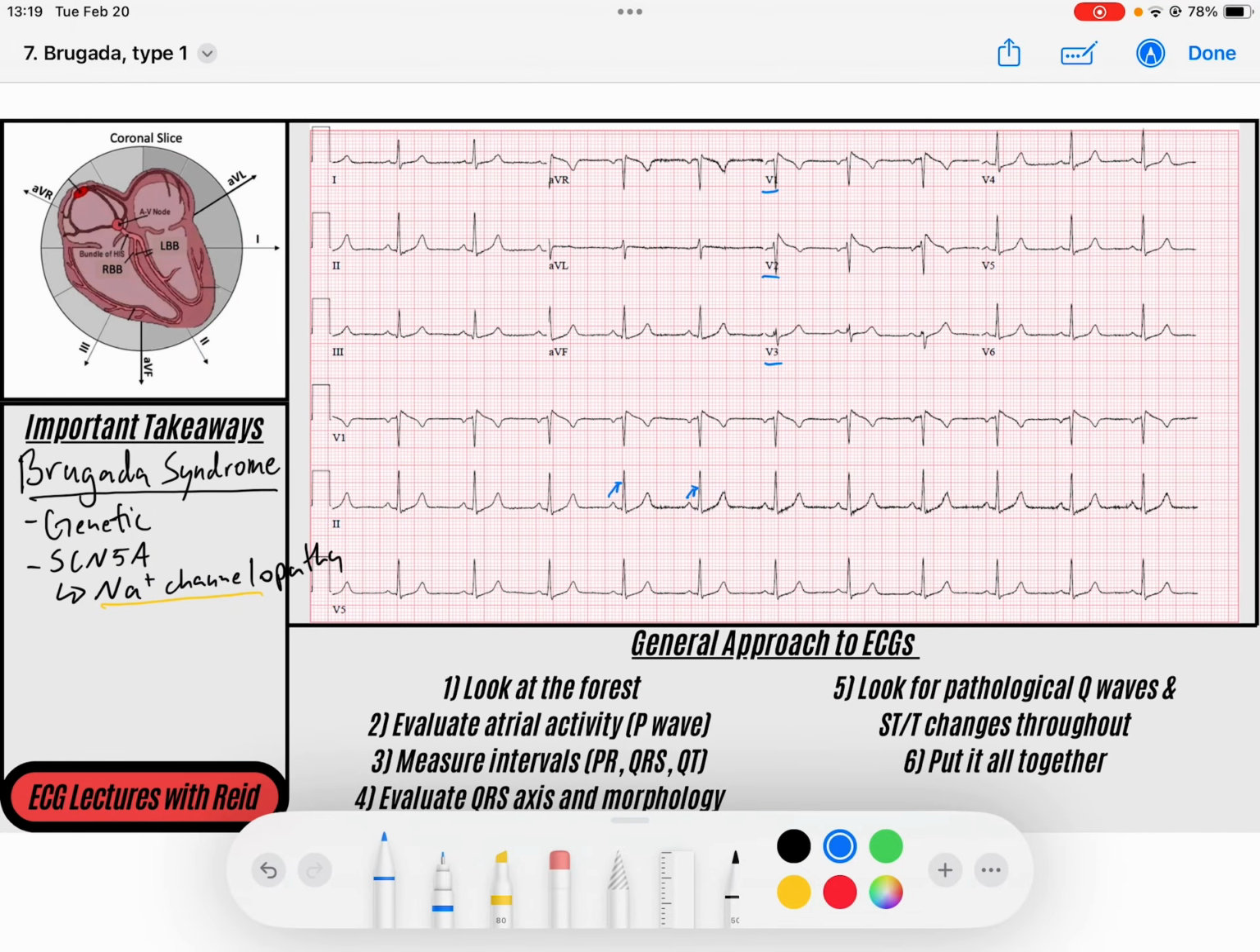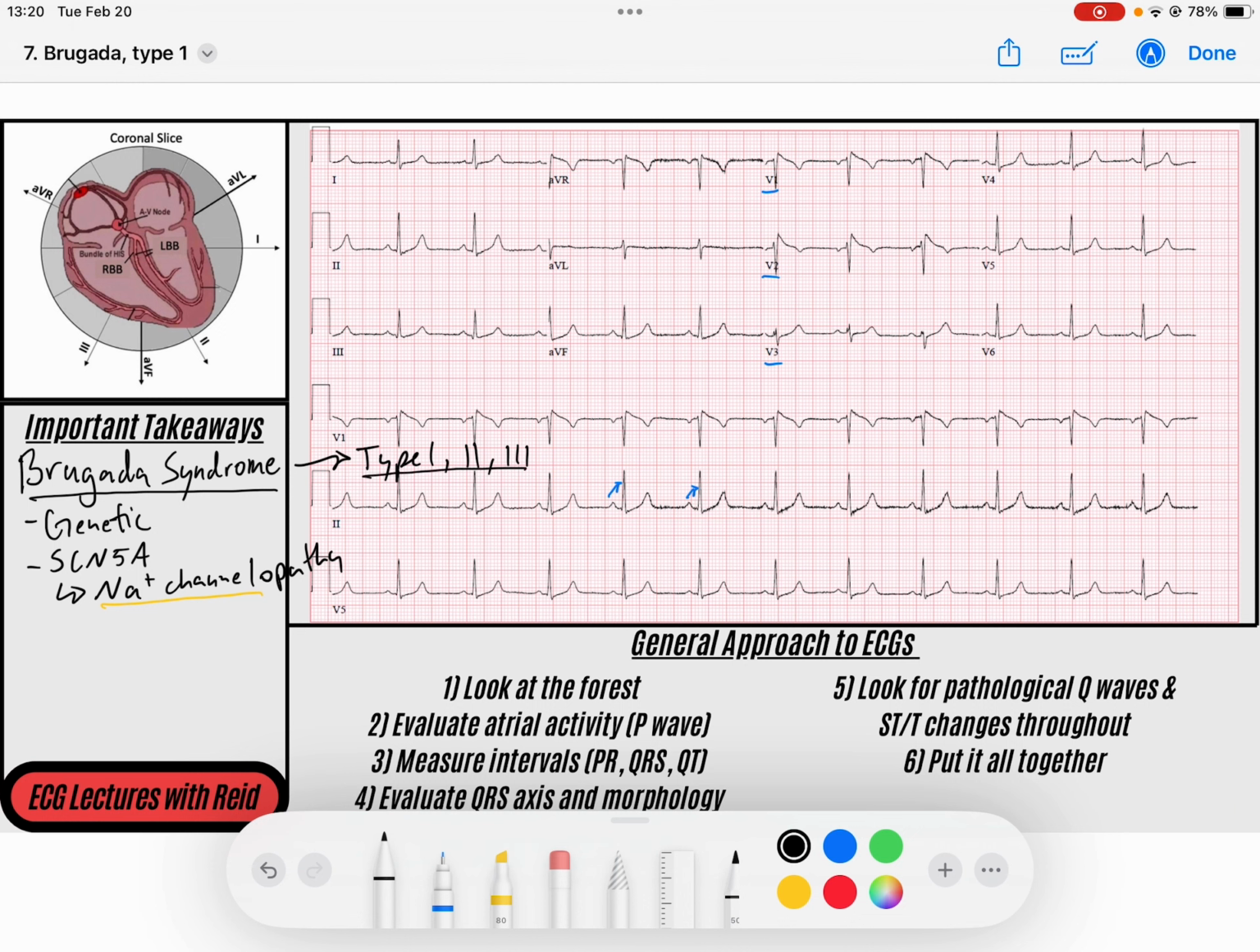So let's talk about the findings in Brugada syndrome. There are often different criteria for Brugada syndrome. There's type 1, 2, and 3, and you'll see that often cited. At the end of the day, Brugada is one diagnosis, but there are different types of Brugada findings on ECG. So these really describe what you see on an ECG. So let's talk about what we see.